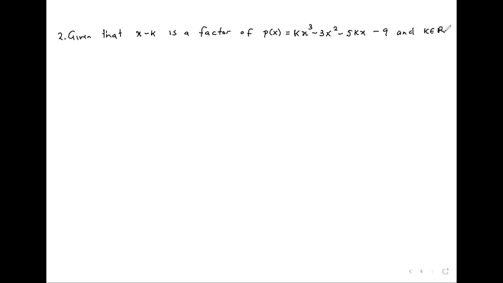Then a simple application question. It's a polynomial. Given that x minus k is a factor of p of x is equal to k x to the power 3 minus 3x squared minus 5kx minus 9, and k is a real number. Find the possible values of k.